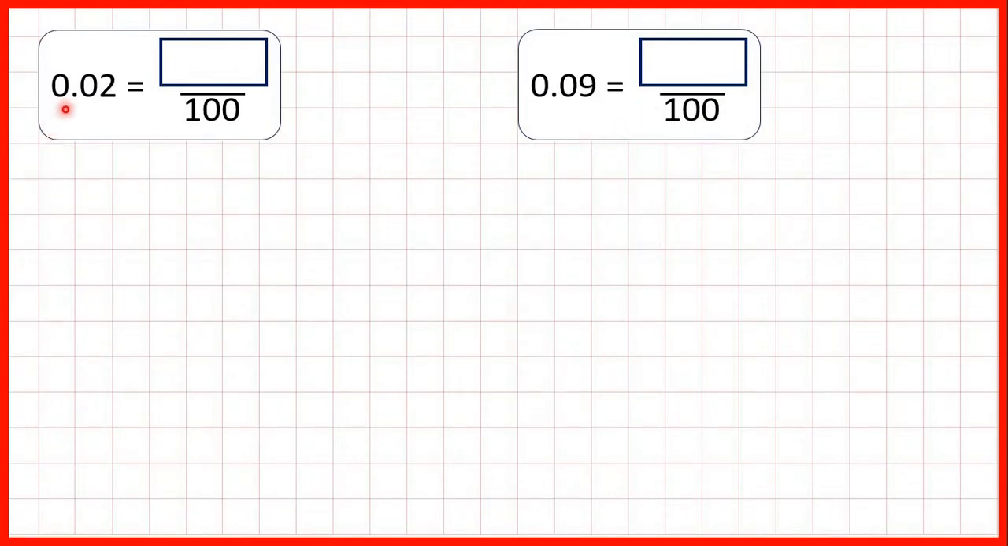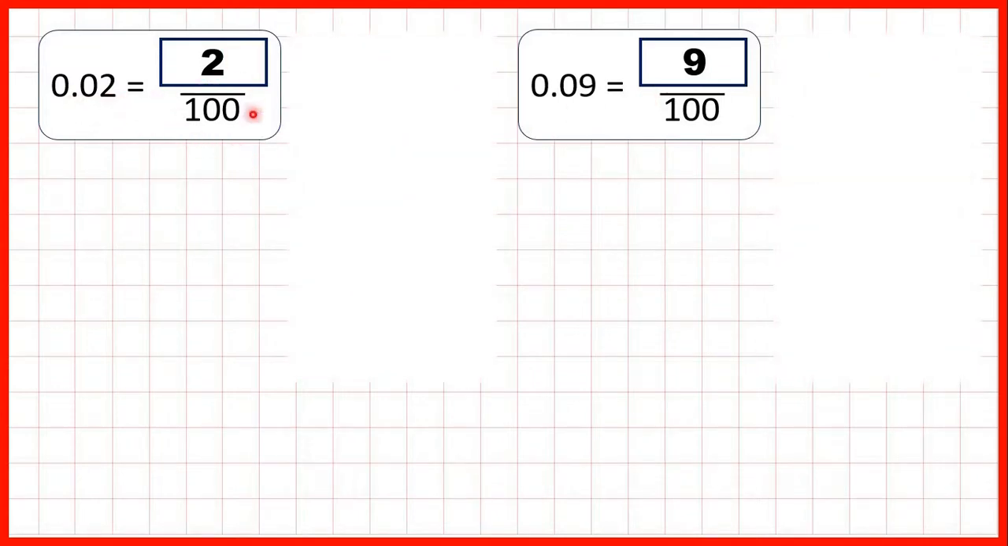Now we have 0.02. Remember, the first digit after the decimal point tells us how many tenths we have, and we don't have any tenths because we have a 0, and then the second digit after the decimal point tells us how many hundredths we have, so here we have 2 hundredths. Now for 0.09, again the second digit after the decimal point tells us how many hundredths we have, so we have 9 hundredths.